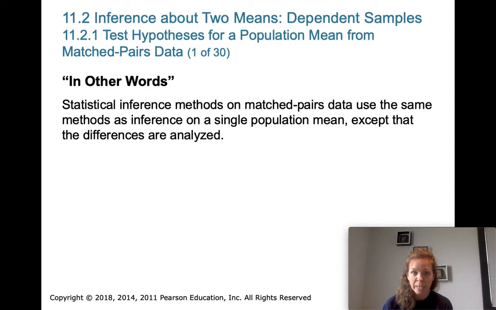What that's going to do is take these two samples and essentially turn them into just a single sample by taking the differences, since they are perfectly matched up. So we're going to take the difference, or the subtraction, between those two sample values, which would create only one sample set of data, and analyze that set of data.